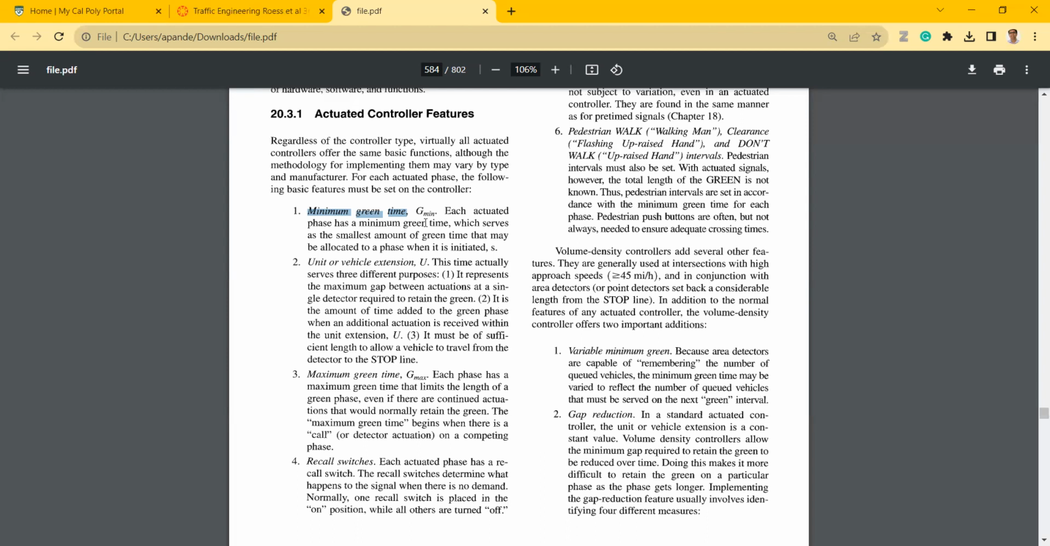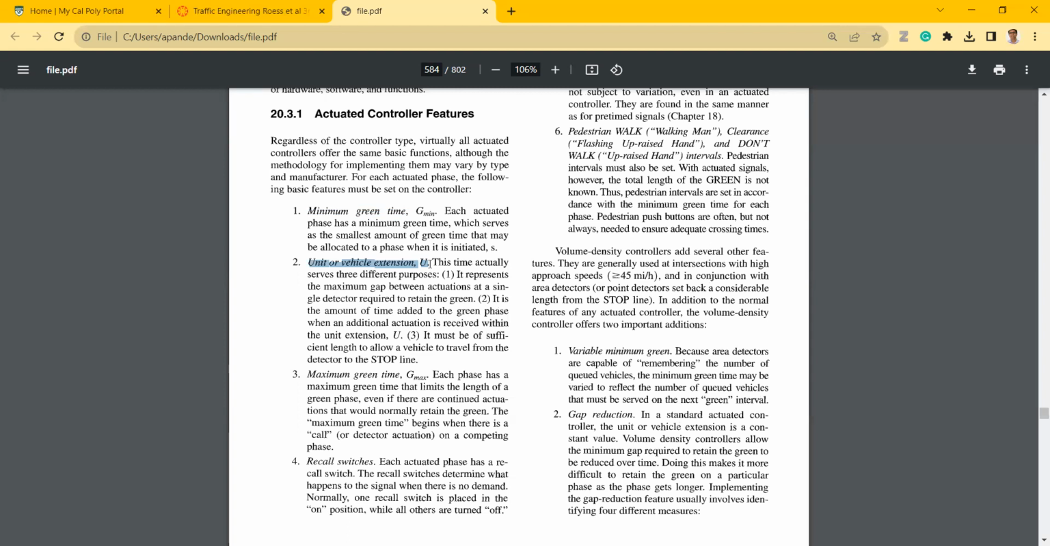Then you have what we call the unit or vehicle extension. And maybe you have observed this when you're driving around at an intersection approach. If you are too far from the vehicle that's ahead of you, a lot of times the light will turn yellow. And again, I'm not telling you to encourage any kind of unsafe behavior. But the closer you are to the vehicle that's ahead of you, the chances of the light turning yellow would be reduced. And why would that happen? Because every controller has what we call the unit extension.